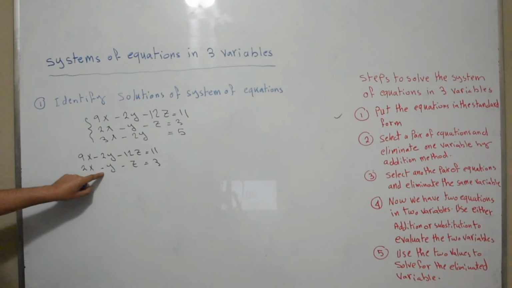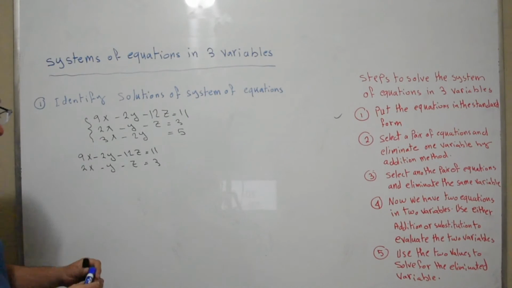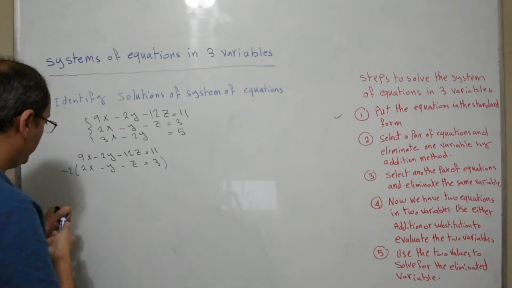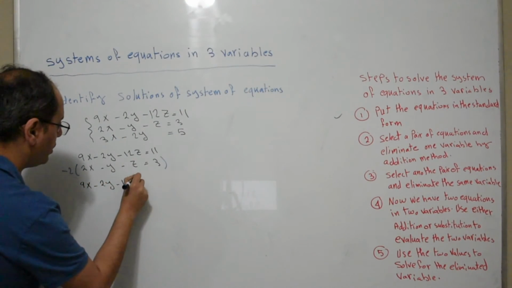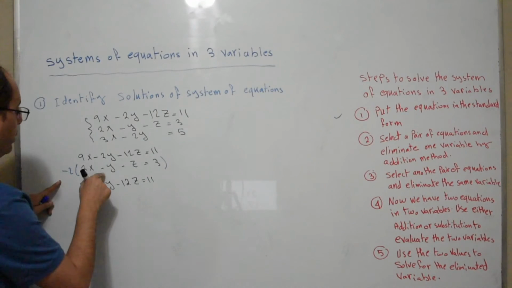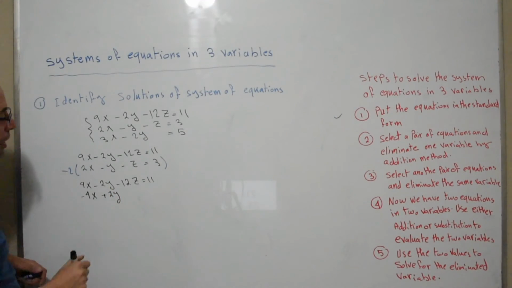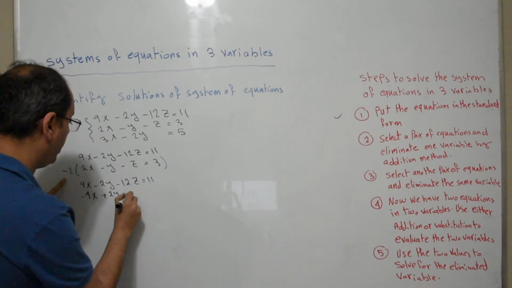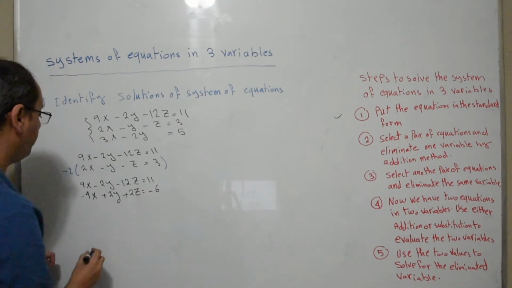Now, how can I get rid of y? I need plus 2y to get rid of that. So I multiply by negative 2. So I got here 9x minus 2y minus 12z equals 11. And I have negative 4x, and negative 2 times negative y is plus 2y, and negative 2 times negative z is plus 2z, and negative 2 times 3 is negative 6.